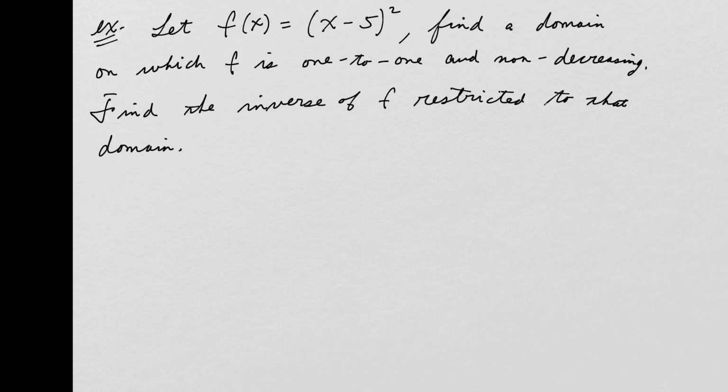Okay, so what is this function? Well, it's basically a quadratic function that is shifted, right? In fact, it's going to be shifted to the right by 5 units. Now, this is when Desmos is your friend, right? It's always nice to graph these things and figure out what's going on. So let me plot this, and then we'll figure out a restricted domain to make it one-to-one.